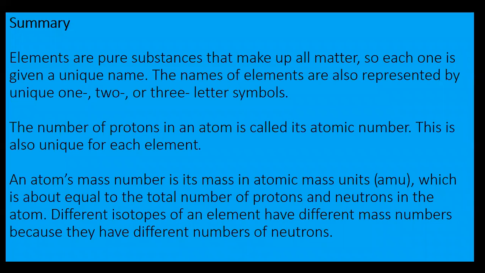In summary, elements are pure substances that make up all matter, so each one is given a unique name. The names of elements are also represented by unique 1, 2, or sometimes 3 letter symbols. The number of protons in an atom is called its atomic number. This is also unique for each element. An atom's mass number is its mass in atomic mass units, which is about equal to the total number of protons and neutrons in the atom. Different isotopes of an element have different mass numbers because they have different numbers of neutrons.